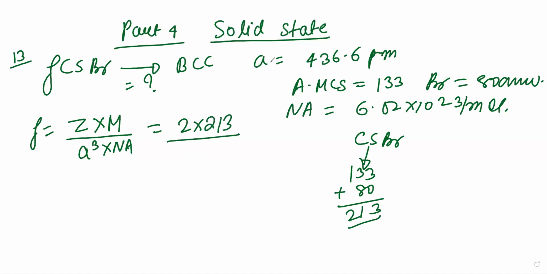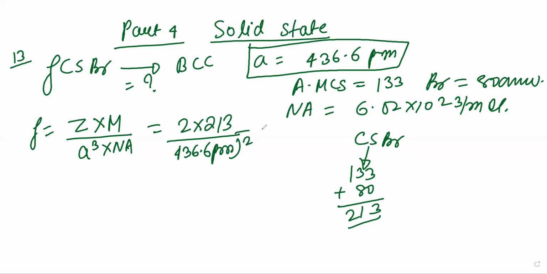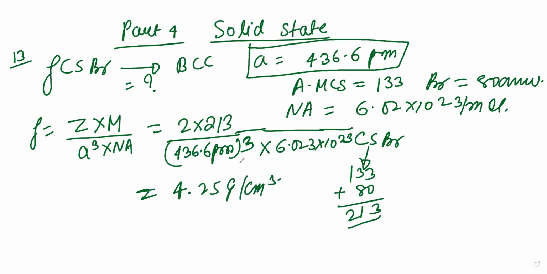a cube we know, a value is 436.6 picometer cube, right, into 6.023 × 10^23. So it will come out to be 4.25 gram per centimeter cube. Please write that. So mainly you have to just remember the main formula, this one, density equal to Z into M upon a cube into Na.